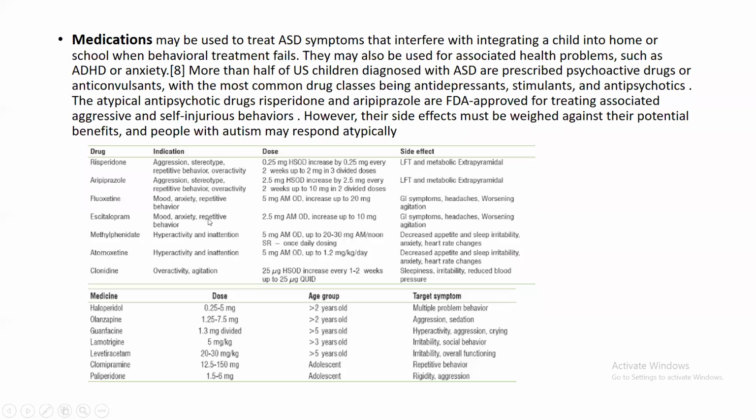Citalopram, also mood, anxiety, repetitive behavior, 2.5 mg AM OD, increase up to 10 mg. GI symptoms, headaches, worsening agitation. And clonidine, overactivity, agitation, increase every 1 to 2 weeks up to 25.